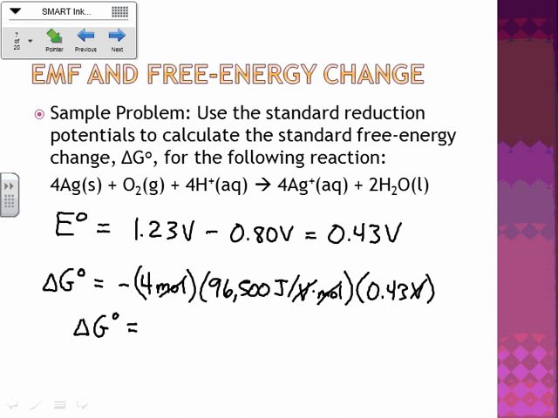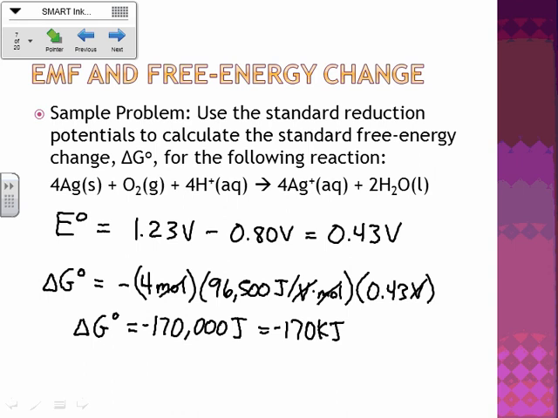Here's 0.43. 165,980 joules, which to our sig figs, well, there's not really any sig figs in this problem. I guess we'll go with the sig figs they give us on the standard reduction potential chart, which looks like 2. So we've got 170,000 joules, which equals 170 kilojoules. Negative on both of those.